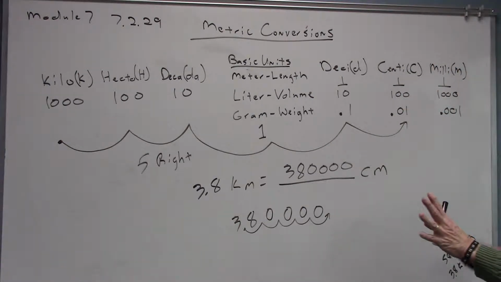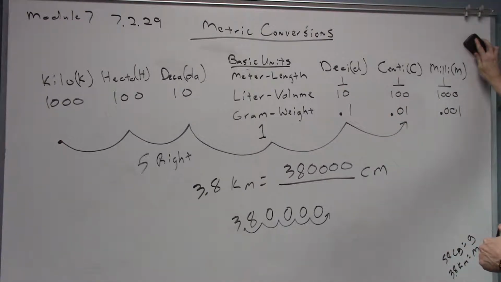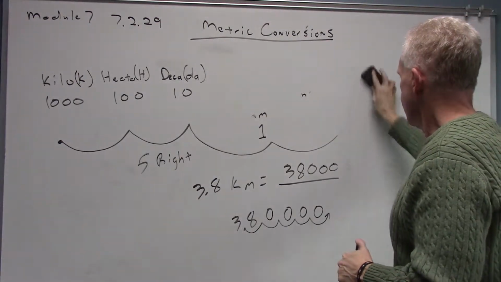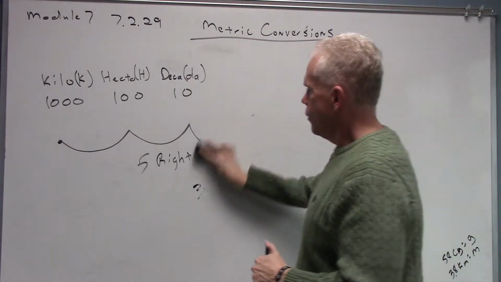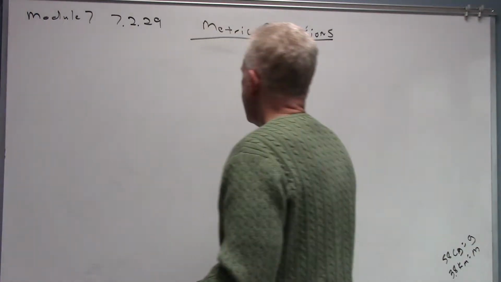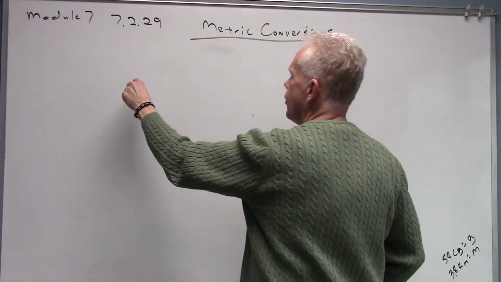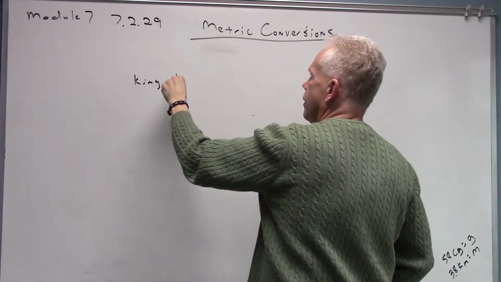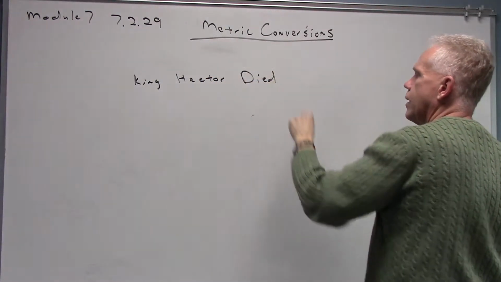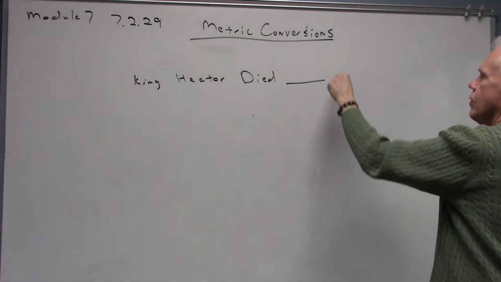Now, I want to make it even simpler for you than that. The chart is very useful and helpful to you, but let's give you a shortened version of the chart that you can simply use to make your conversions. When I need a quick chart, I think of the quick little saying, King Hector died. Then we're going to have a moment of silence for the basic units.